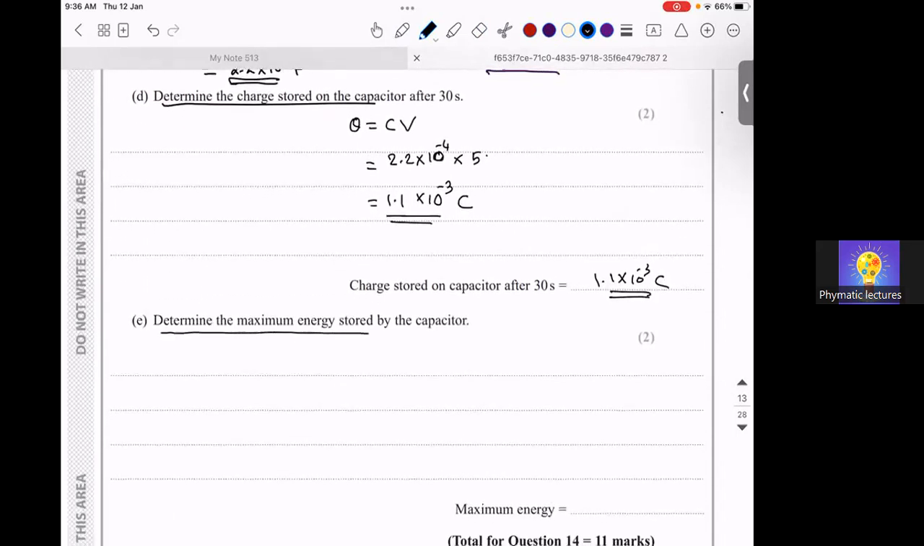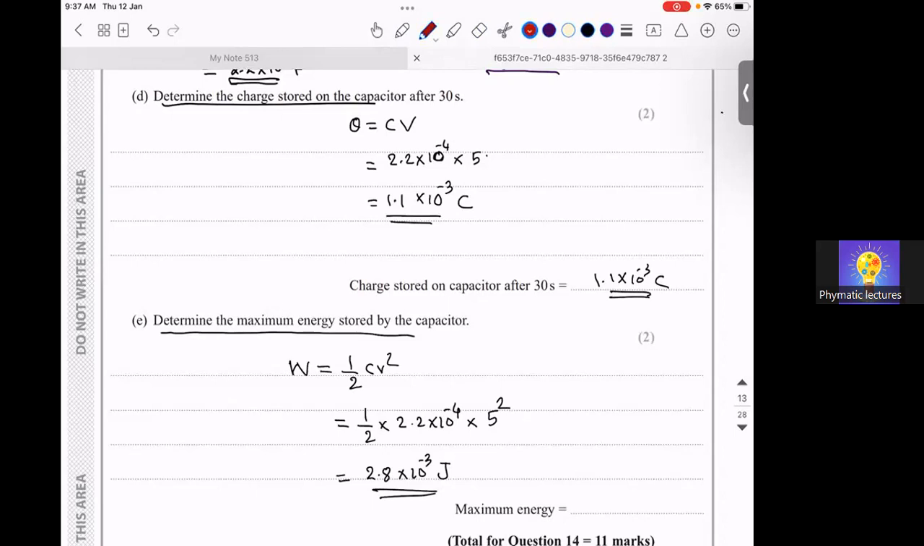Then determine the maximum energy stored in the capacitor. What is the equation for maximum energy? We already know maximum charge stored as well as capacitance. So the energy stored we can calculate by the equation half CV square. So half into capacitance 2.2 into 10 raised to minus 4 multiplied by voltage, that is 5 square. So nearly you will get 2.8 into 10 to the power of minus 3 joule. So this is the energy stored on this capacitor.